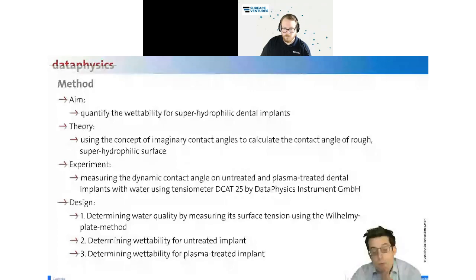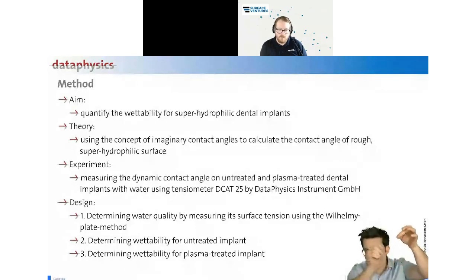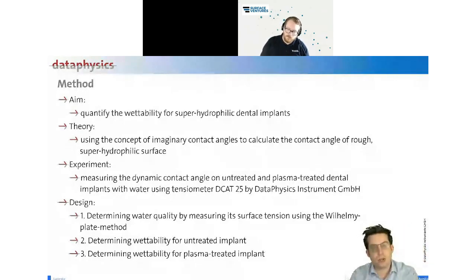So we want to check with you now how hydrophilic certain implants are. And this we do with our DCAT25, using the principle of imaginary contact angles. If we have enough time today, we do 2 measurements. First we measure on a normal implant, not treated, and then we take the same implants and do a plasma treatment of the surface. You know, plasma treatment normally makes the surfaces even more polar by introducing hydroxy groups on the metallic surface or other polar groups, basically.